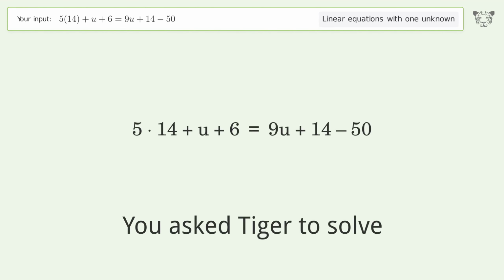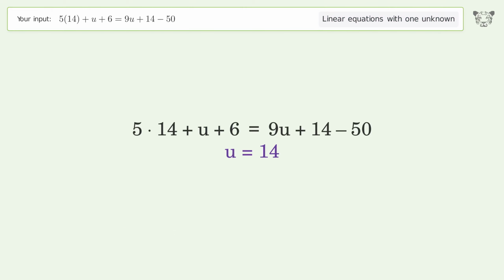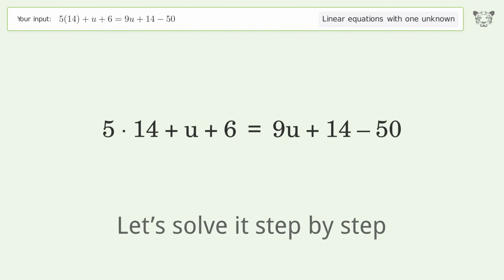You ask Tiger to solve this. This deals with linear equations with one unknown. The final result is u equals 14. Let's solve it step by step.